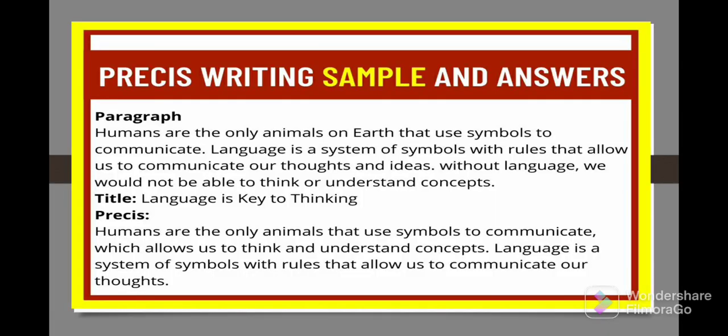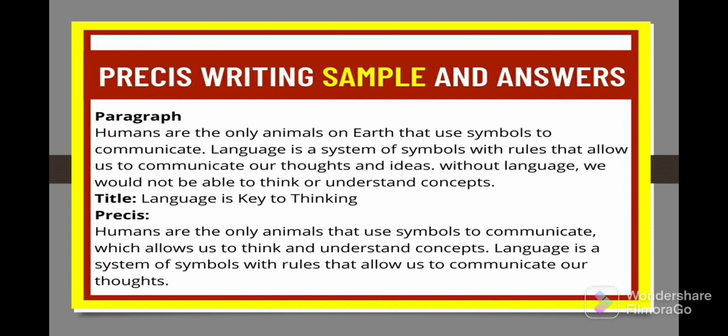So now one more precise writing they have given here. Humans are the only animals on earth that use symbols to communicate. Language is a system of symbols with rules that allow us to communicate our thoughts and ideas. Without language, we would not be able to think or understand concepts. So what title did they give here? Language is key to thinking.